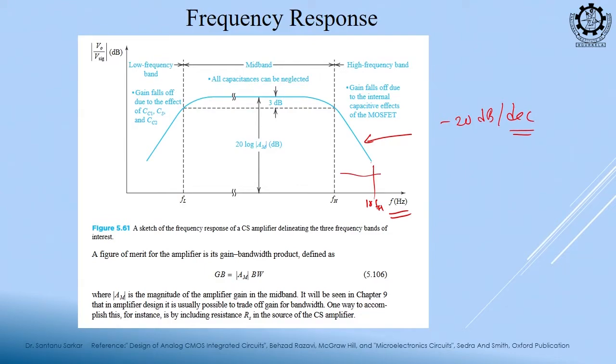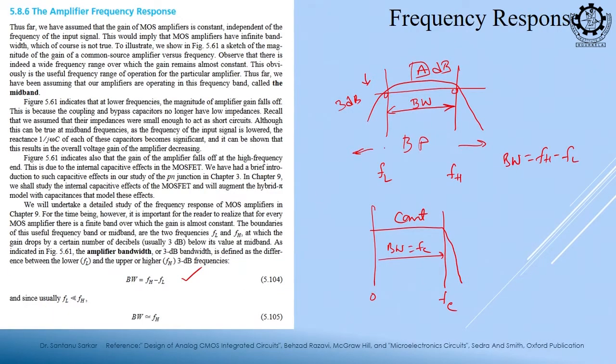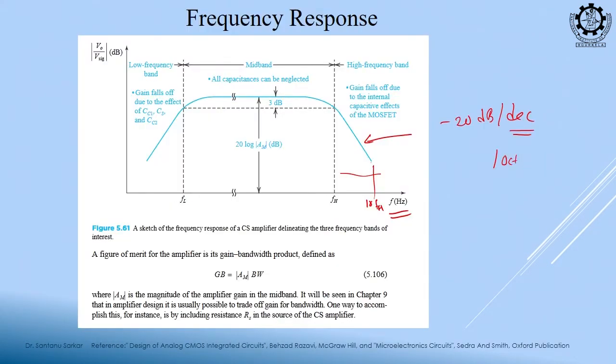Clear. If I term it as an octave, octave means twice the frequency, and this is 6 dB, right, 6 dB per octave, while this is 20 dB per decade. I will check it and I will confirm, okay. We have discussed this before also, right. Okay. So, this is my lower cutoff frequency, this is my higher cutoff frequency, and this is my bandwidth.